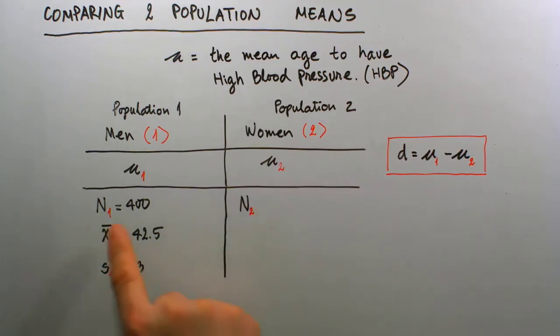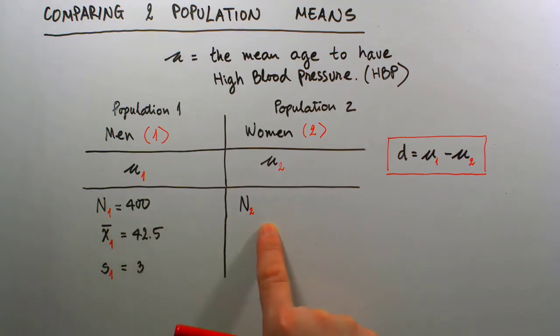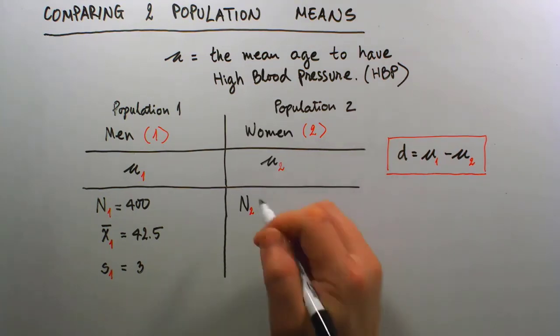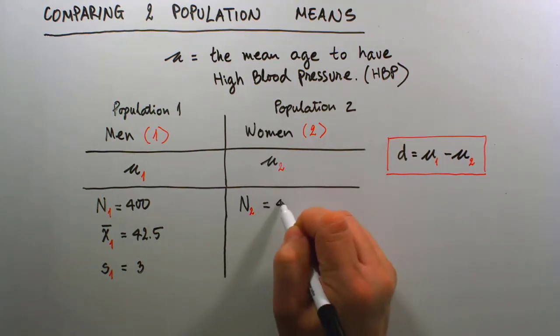So 1 or 2 again is not because this is the first sample and this is the second sample. Nope, it's not that. 1 or 2 is only to reflect where our sample came out from. So that's the subscript 2 right here. It's indicating that this is the sample size of all samples we use in population 2. And so N2 here was given to be 400.